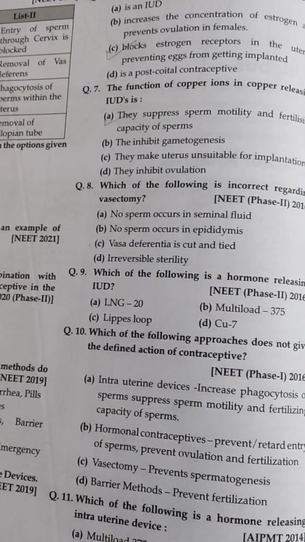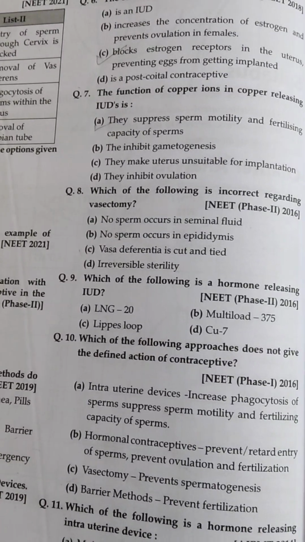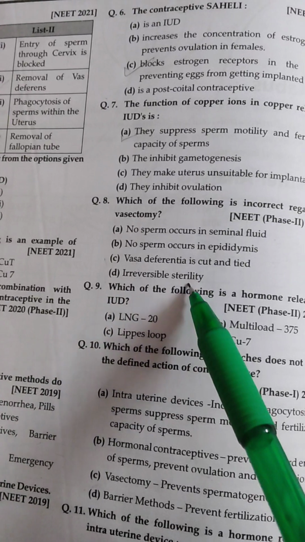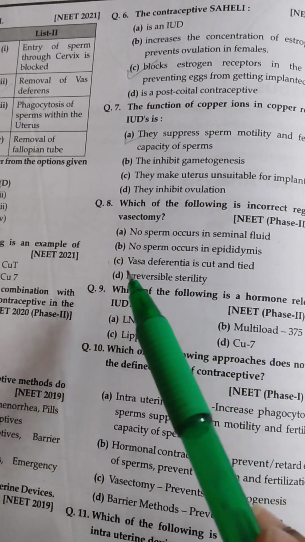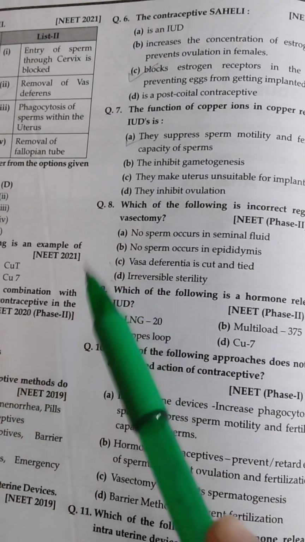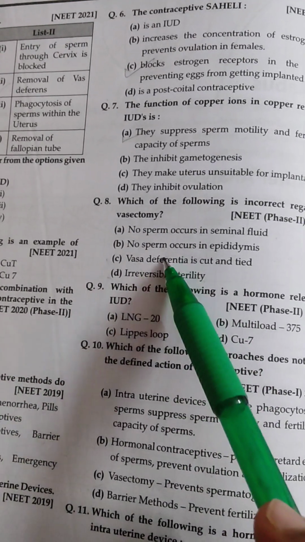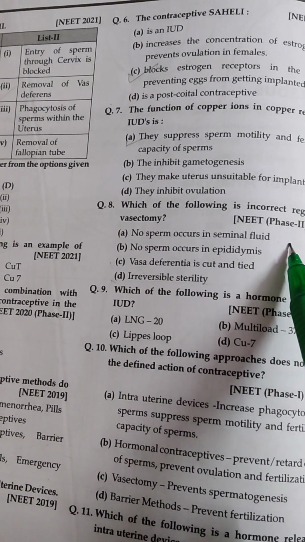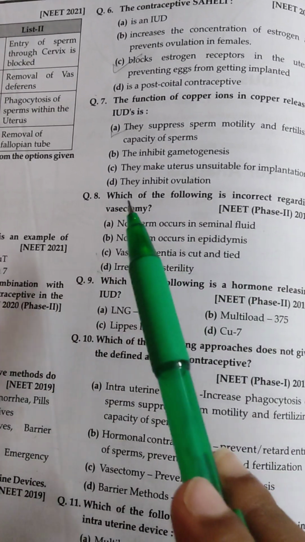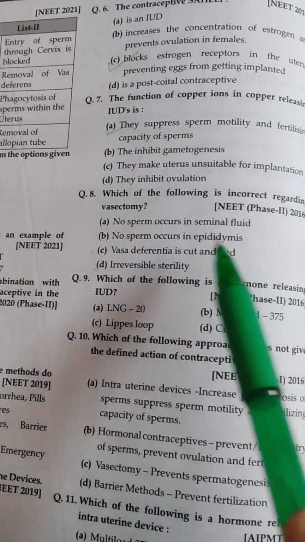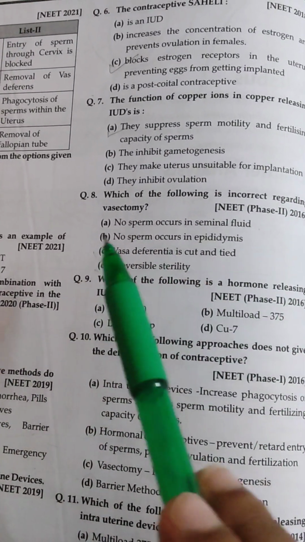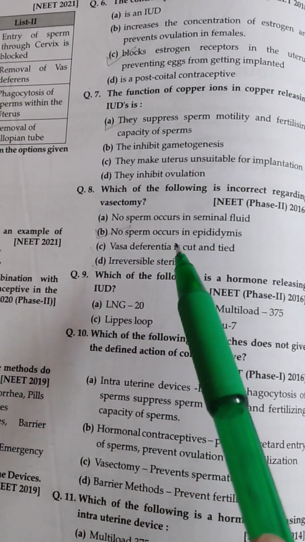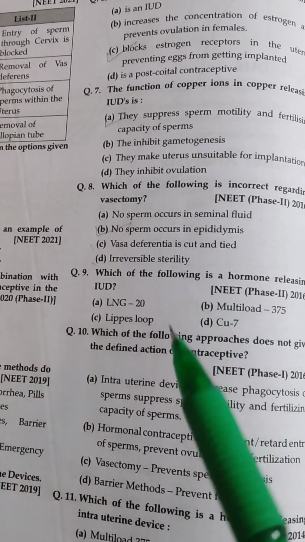Next is irreversible sterility, that is, the sterility can't be reversed. So this is also correct. This is also correct. Then no sperm occurs in the seminal fluid. Yes, during vasectomy, it won't happen. But no sperm occurs in epididymis. This should be the incorrect answer. So 8B is the incorrect answer, and this is the fact.